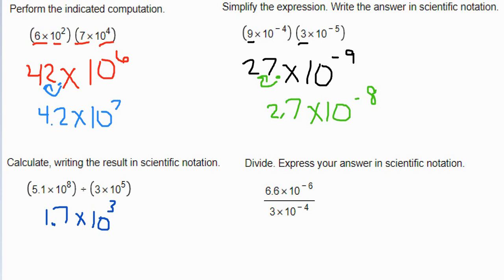It's already scientific notation. You might also see division as a fraction. Fractions are just another way of saying division. So we're going to do 6.6 divided by 3, just like normal division. That's 2.2.